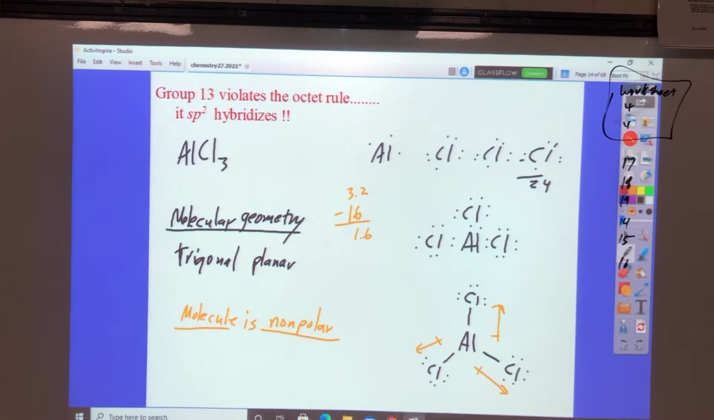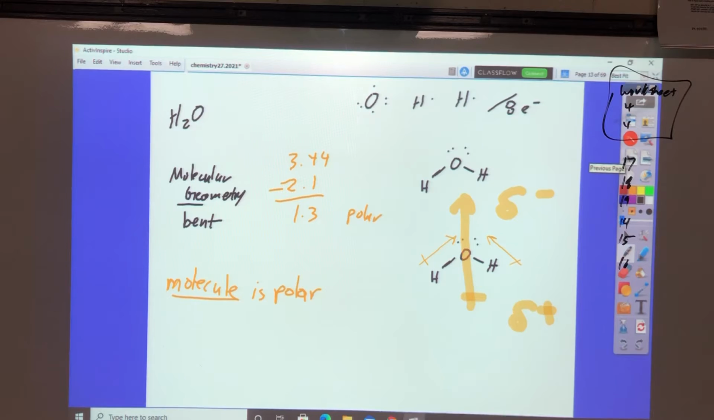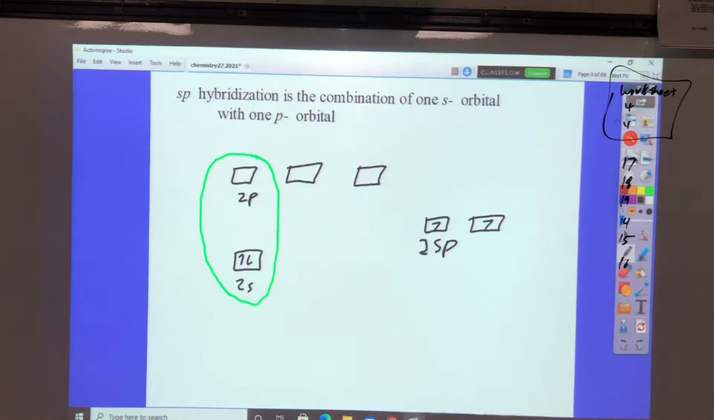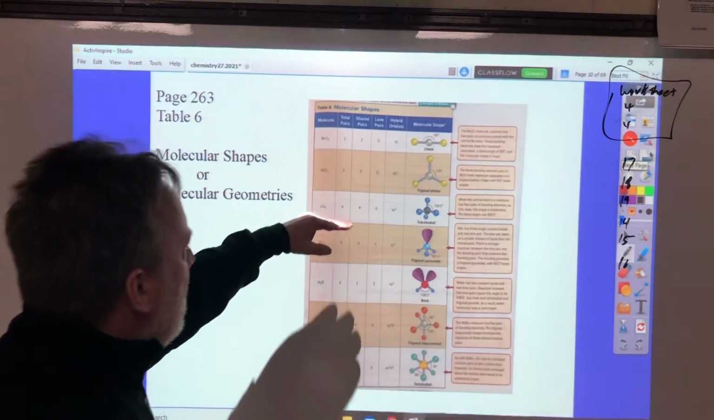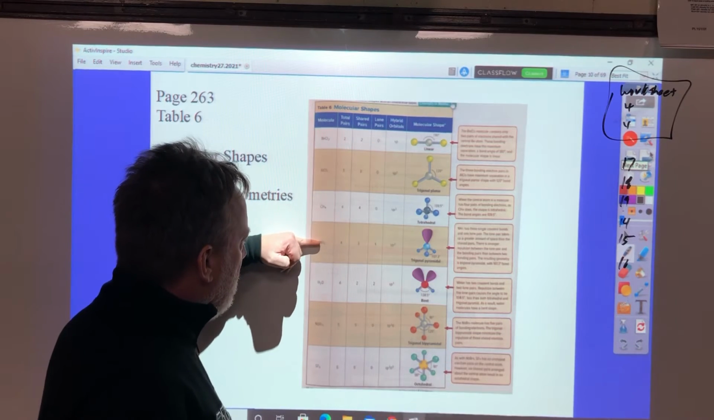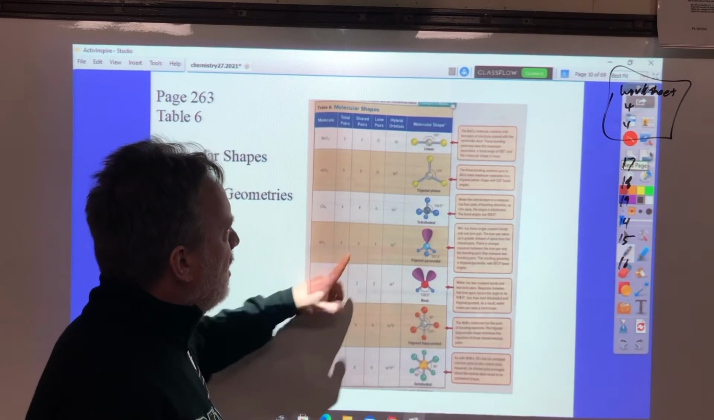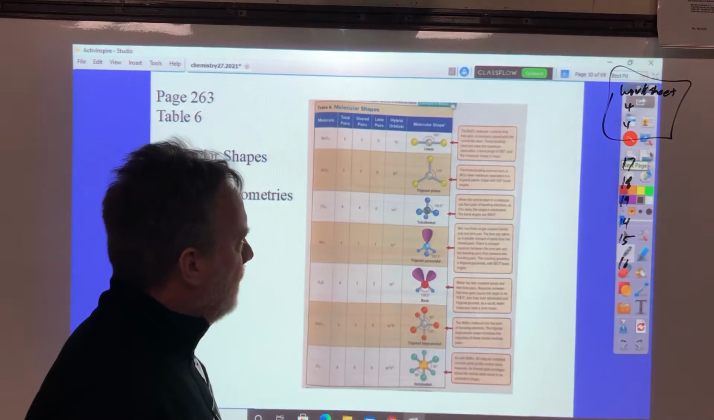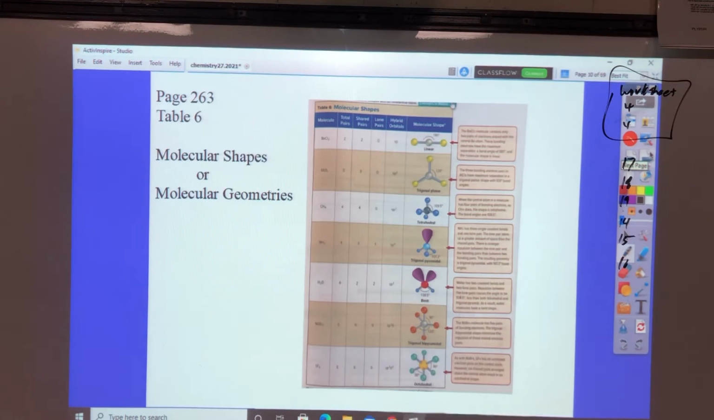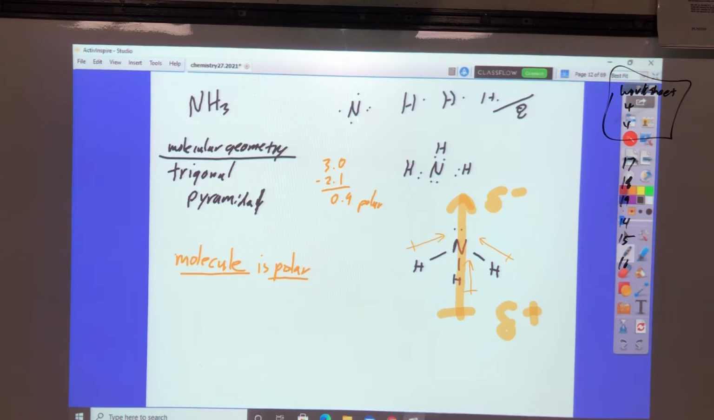Okay, so going down the table. Out of your book, I'll show you this one. We did methane, then NH3, then H2O, and then I think I'm going to jump up here and do this one and this one. I think that's next. AlCl3, which comes out to be trigonal pyramidal. No, trigonal planar.